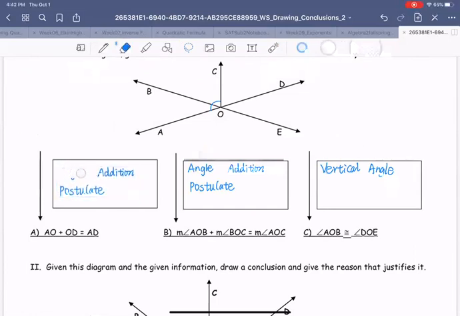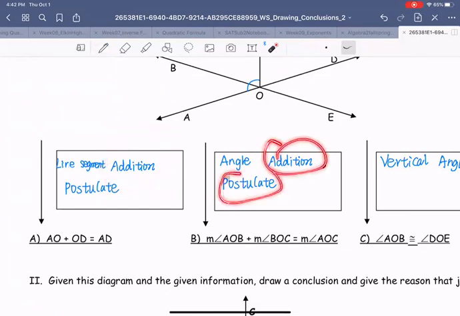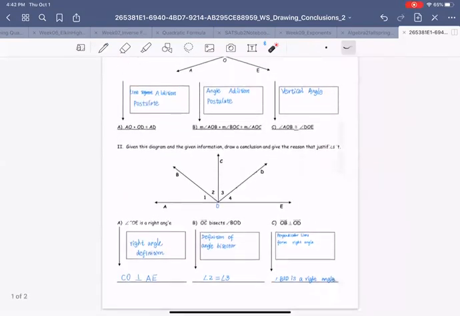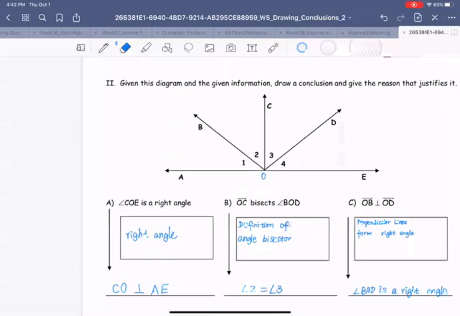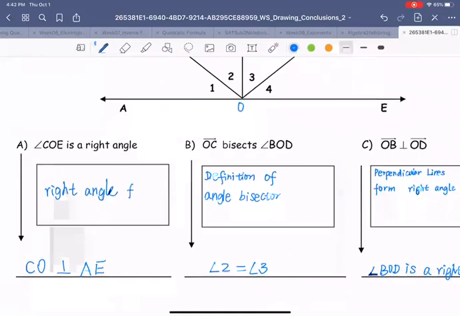This is not angle. This is a line segment. Remember when you do those additions, it's always either the line segment addition postulate or the angle addition postulate. That makes sense. And here we want to also change this a little bit. This is called the right angle forms perpendicular lines.